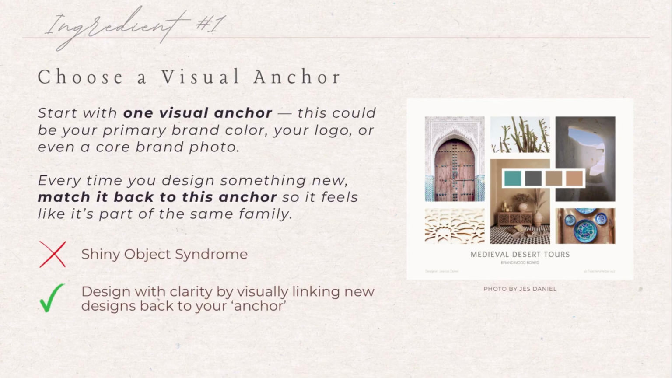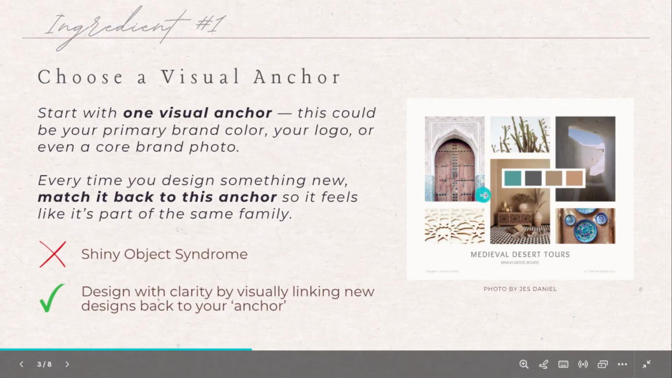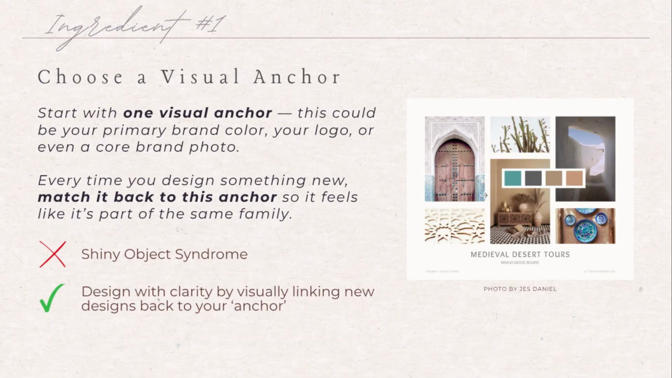So here's an example, a mood board for Medieval Desert Tours. And in this design, what you will see is the anchor is Morocco. So we just started with something like this door here as a visual anchor. If you have a logo, even if you don't have a logo, just start there. Pick a color or even a photo to anchor your brand.